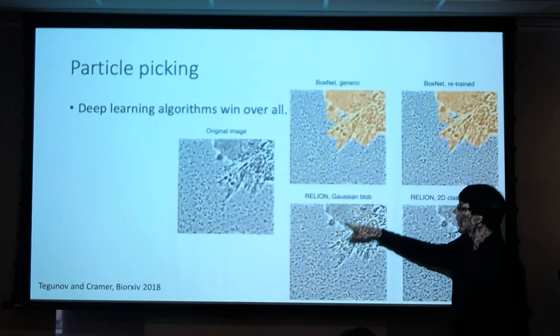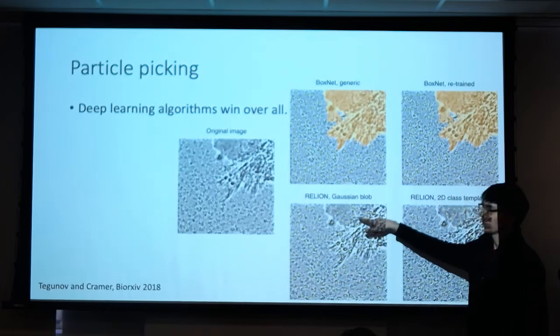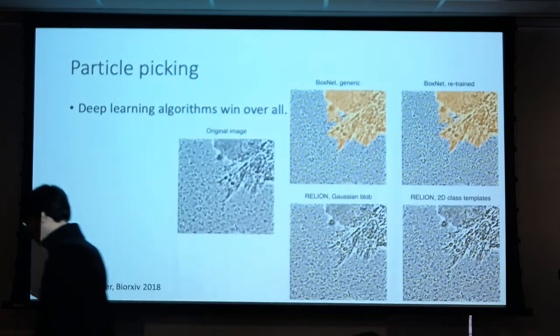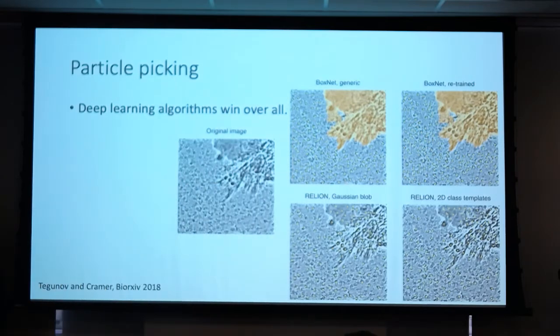The Gaussian blob will not be able to figure out what's a particle and what's not a particle. And even if you do template matching with fairly accurate templates, RELION will not do that properly either. It will still pick a lot of things in the high contrast regions, and Fred was mentioning why that is: the crap in your micrograph has a lot of contrast, and so it will always give you a high match. But the deep learning algorithms don't have an issue with that.